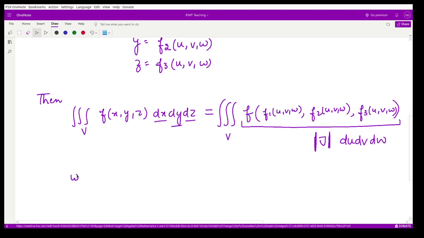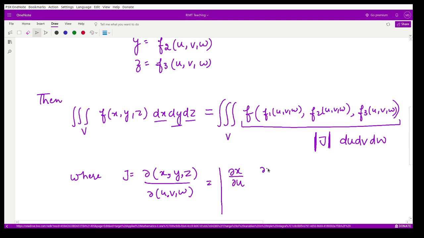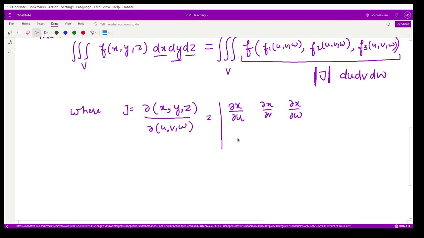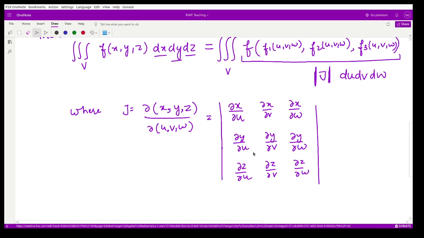What is this J? This J is the Jacobian of the functions x, y, z with respect to u, v and w, and you know its definition. It is the determinant with first row del x by del u, del x by del v, del x by del w, then del y by del u, del y by del v, del y by del w, and then del z by del u, del z by del v and del z by del w. The determinant of this is J, the Jacobian.